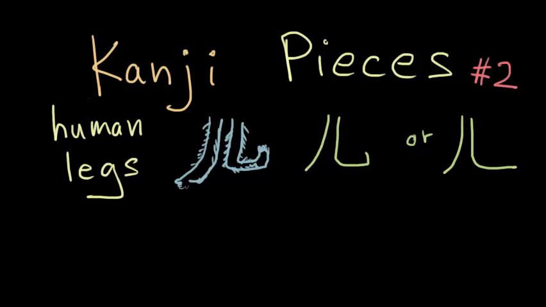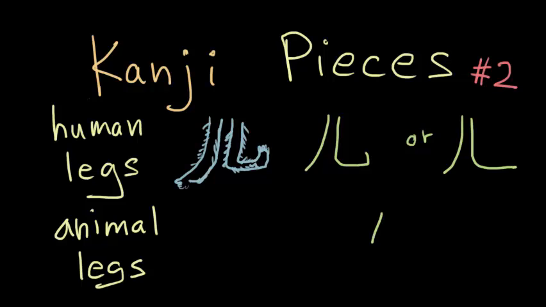Last time we learned human legs. This time, let's go with animal legs. Animal legs is like human legs, but a little easier to write. It just has two strokes, 1 and 2. It doesn't change in shape, and it usually comes below other shapes in kanji.